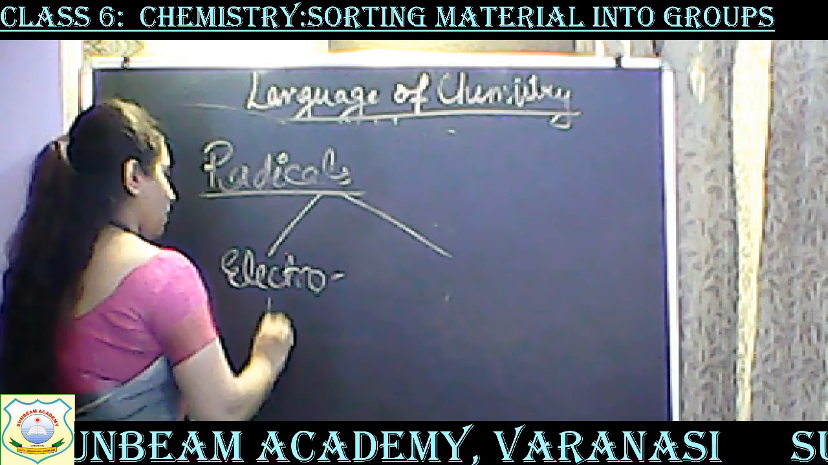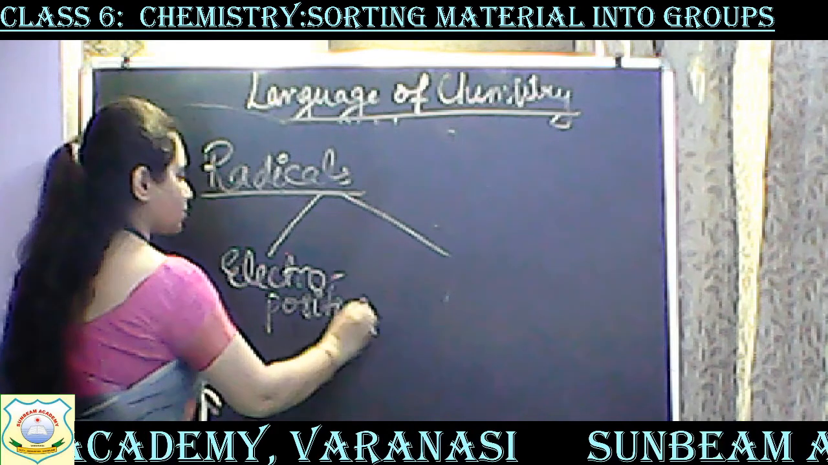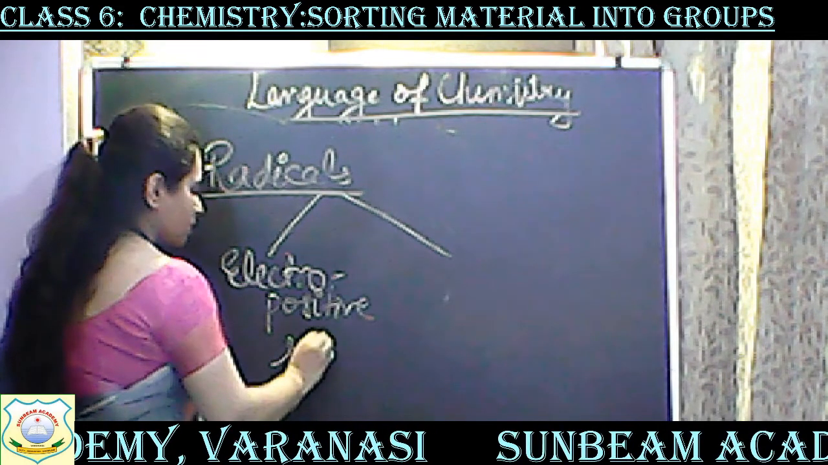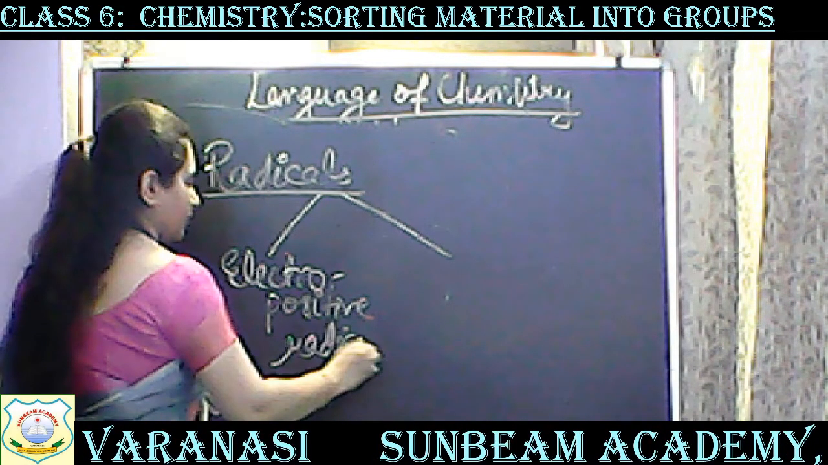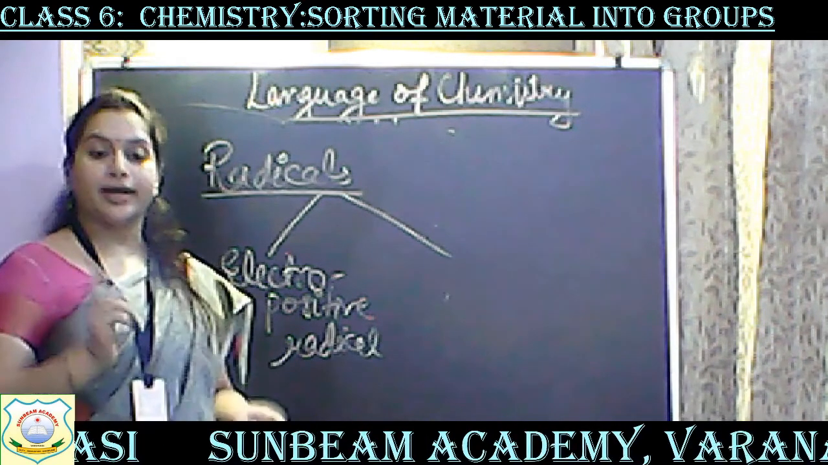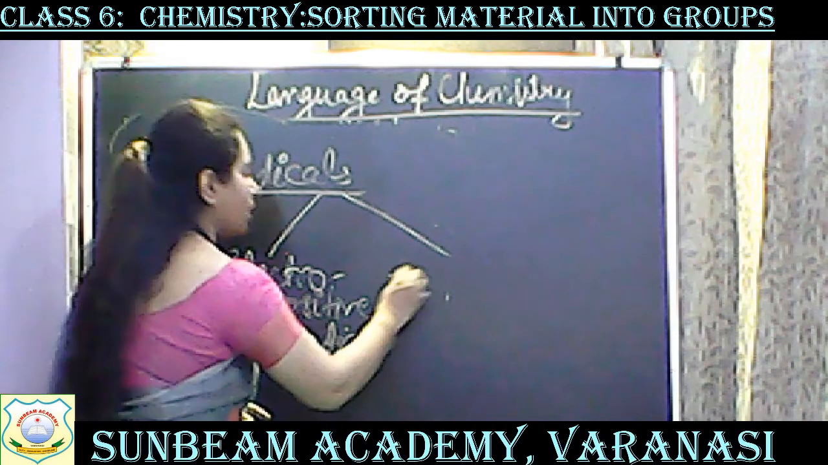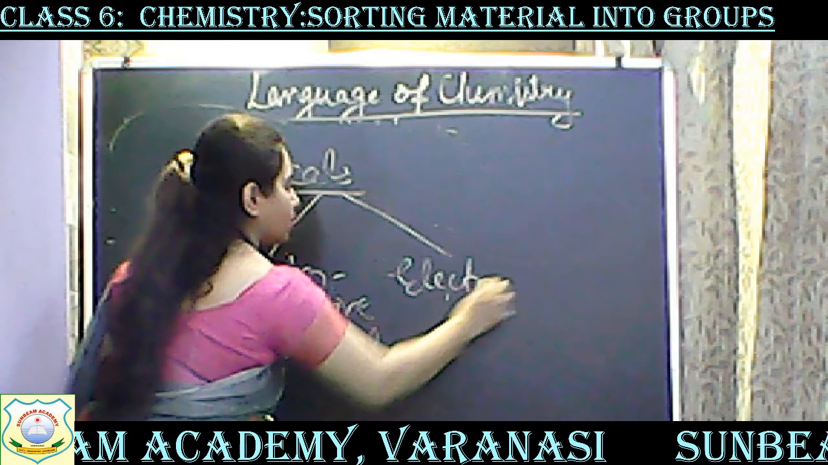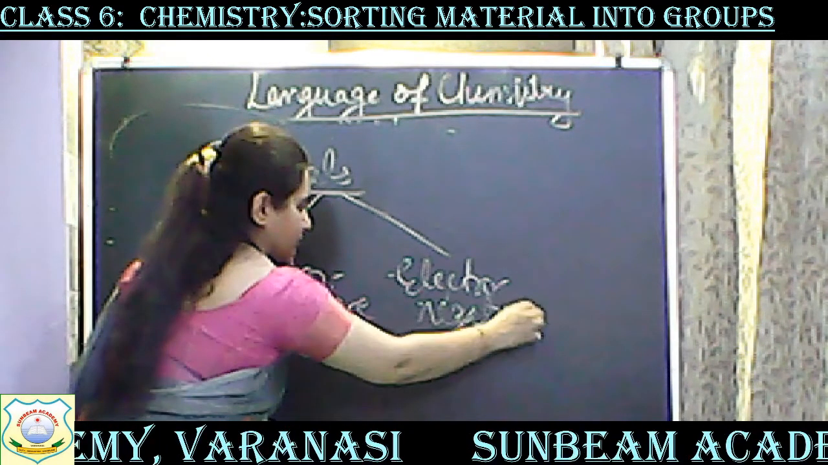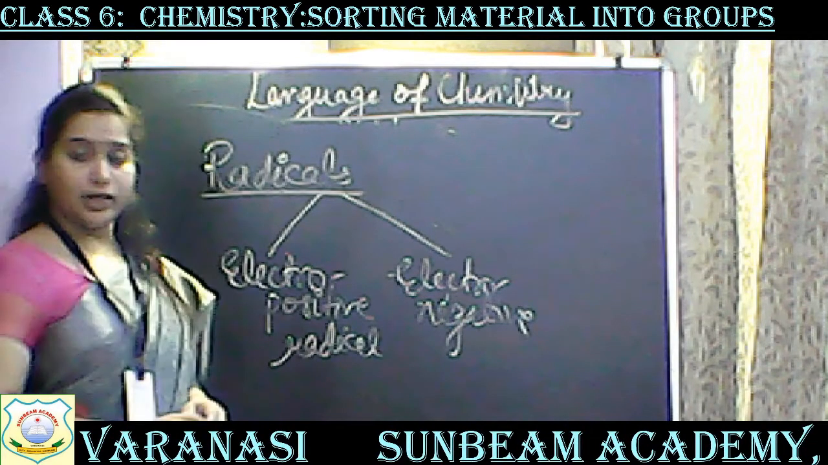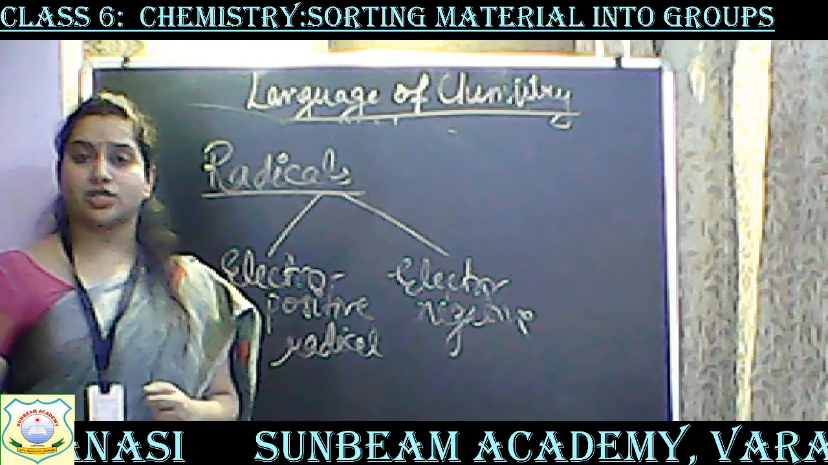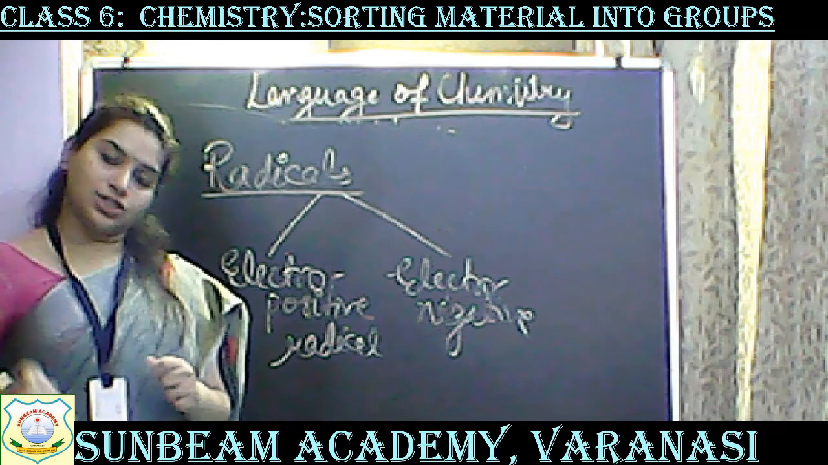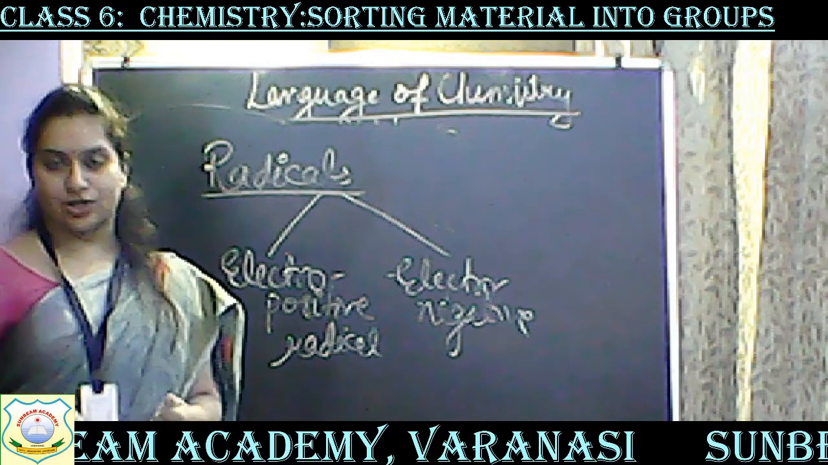If the charge is positive, it will be called a positive radical. If the charge is negative, it will be called an electronegative radical. Got it? If the charge is positive, it will be called electropositive. If the charge is negative, it will be called electronegative.